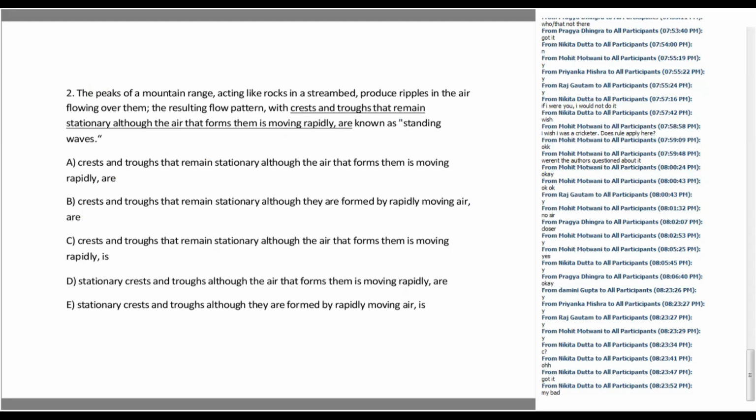The resulting flow pattern with crests and troughs that remain stationary, although the air that forms them is moving rapidly, are known as standing waves. If you look at the second part, what does it say? The second part is talking about the resulting flow pattern. So your subject is the resulting flow pattern, which is singular.